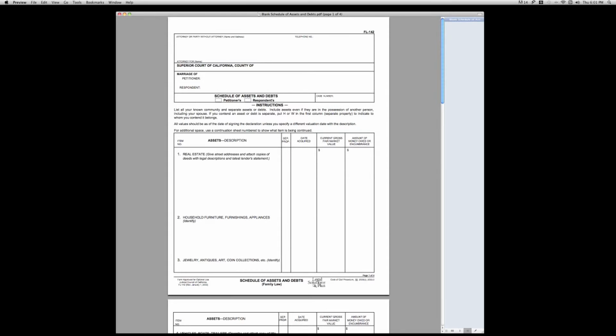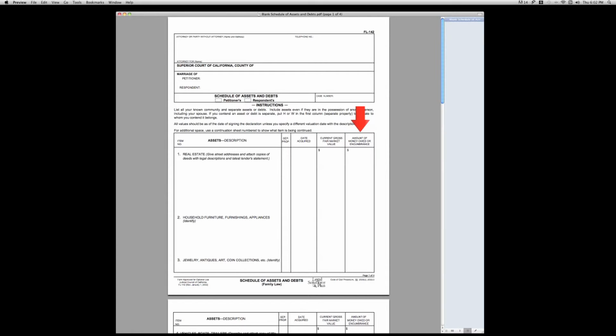All right, last column to the right, amount of money owed or encumbrance. Nobody uses encumbrance in everyday conversation, so think of this column simply as the amount that is owed against the real estate. And so you're going to want to attach here a copy of a monthly statement from the lender, which shows how much is currently owed on the real estate.